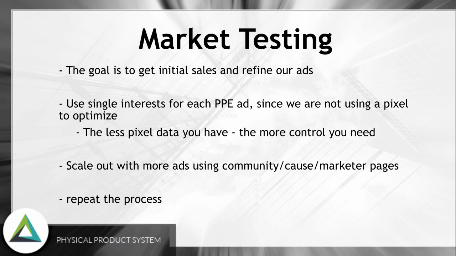Scale out, going back to the PPE ad, scale out with more ads using community cause marketer pages. And I'm going to show you a cool trick where you can actually search for community pages on Facebook. And that's going to show you a lot of the others too. And then repeat the process, right? So we start with a wide open ad, then we scale out to the winners of that, and then we scale out to other interests on a wide open ad, and then we scale out to the winners of that next wide open ad, and kind of repeat our process.